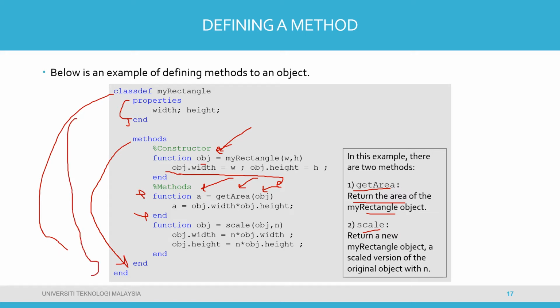So function here, and if you want to find the scaled version, obj equals scale(obj, n). So obj.width multiplied by n. So you have a new input here. You call back the object here, and you update the object. That is when you want to scale it up.